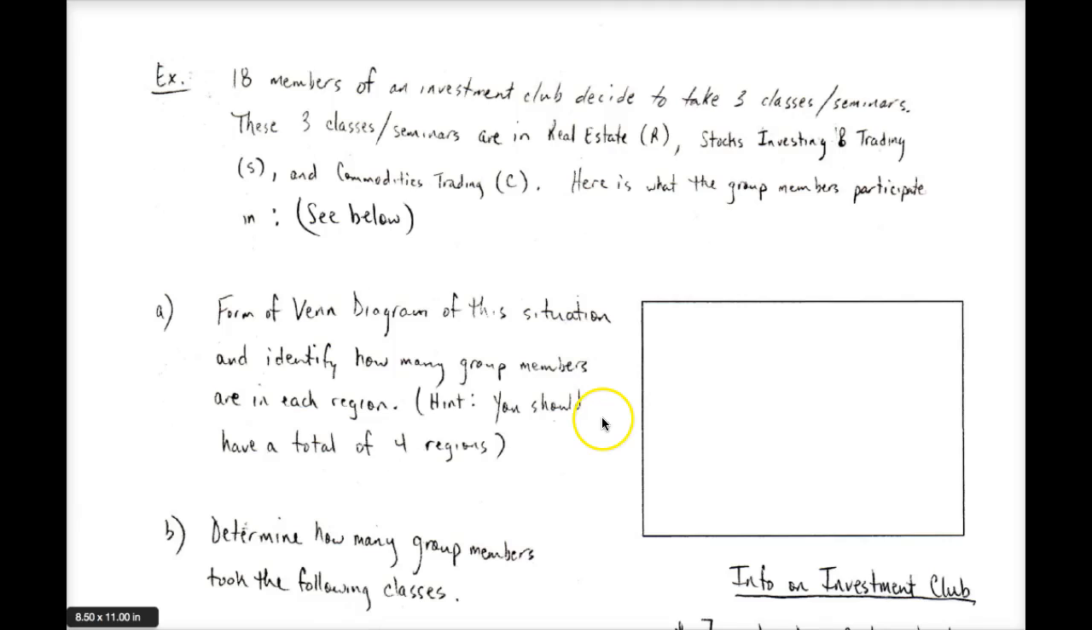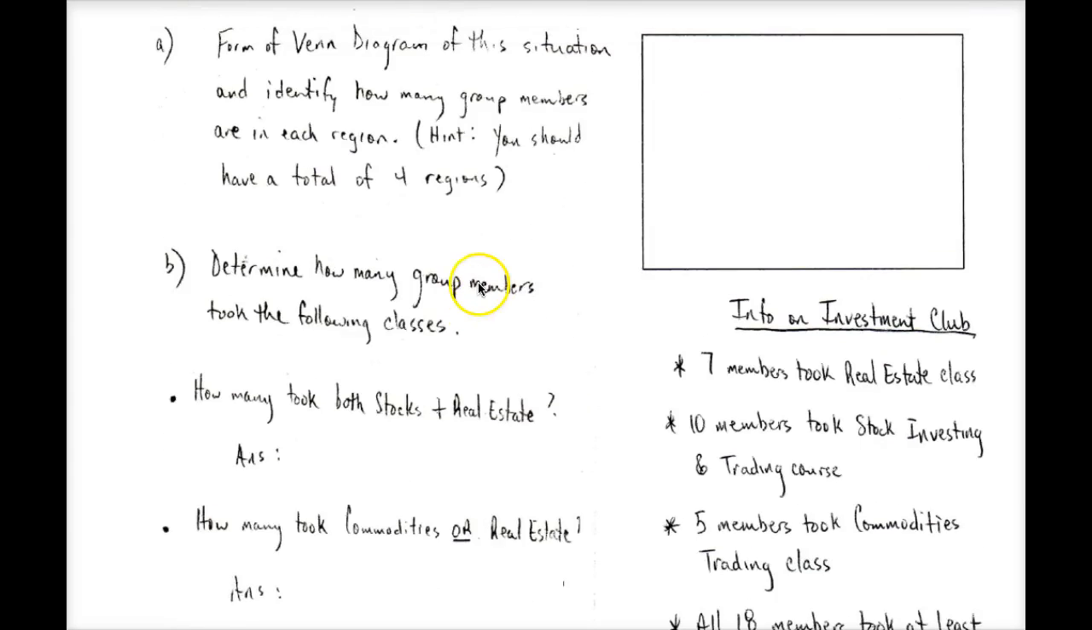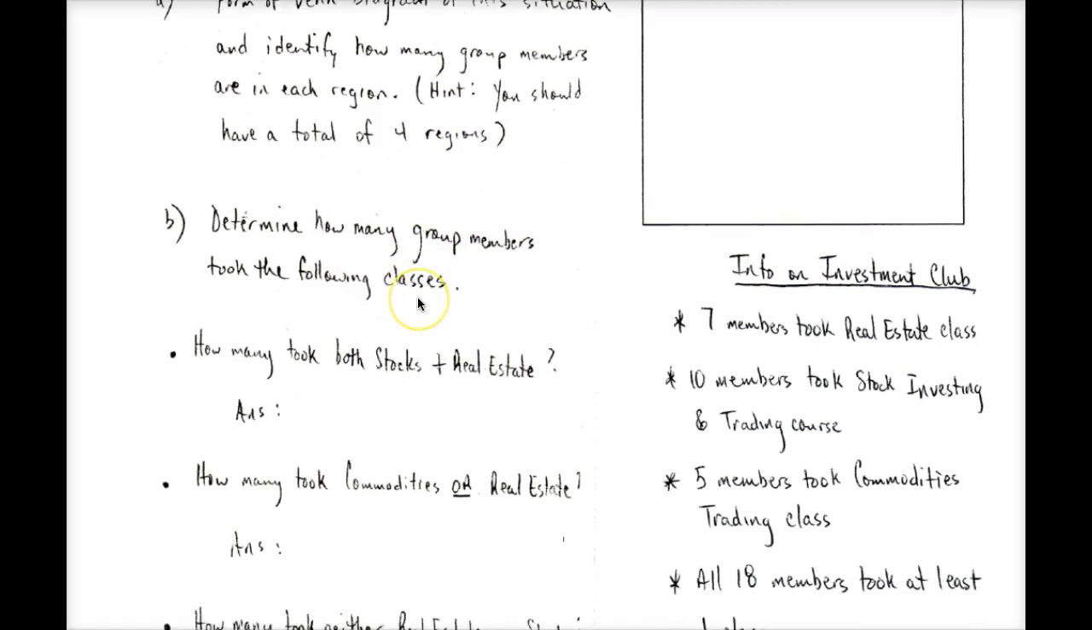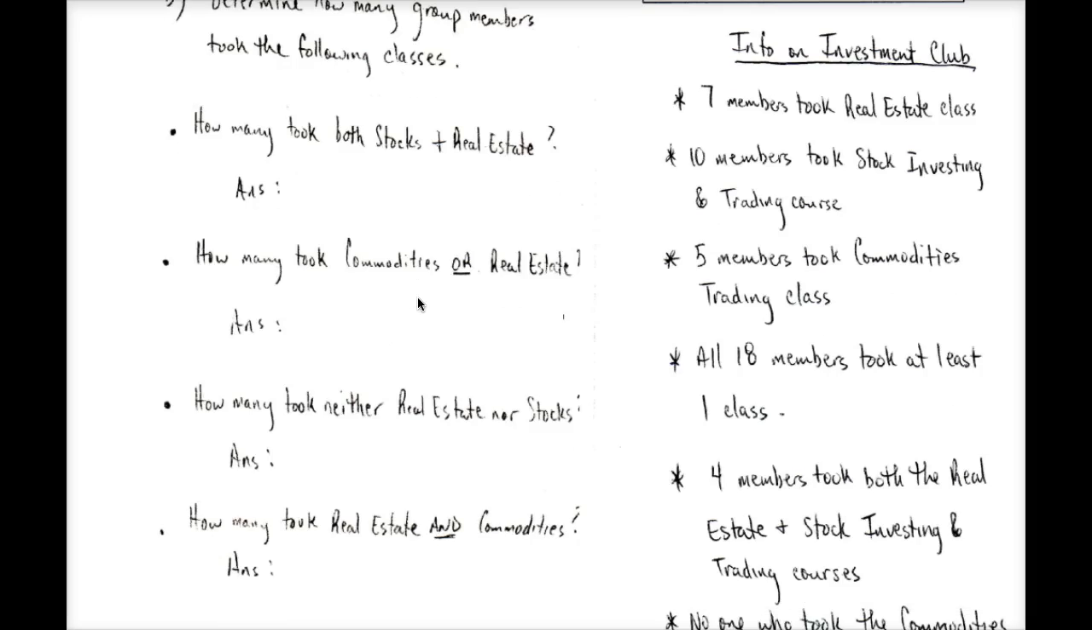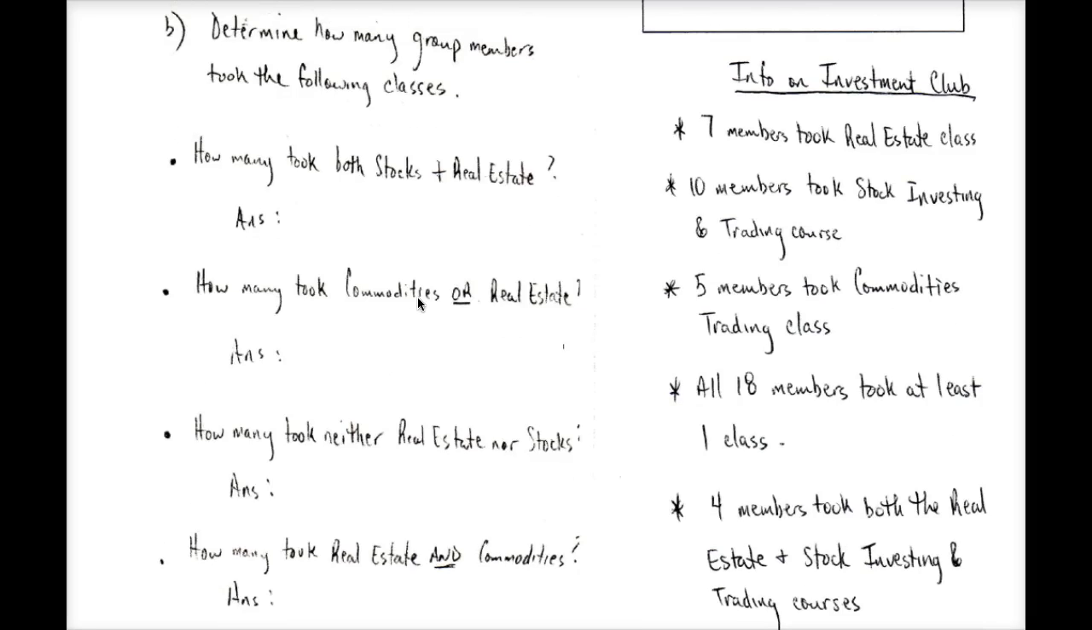After we look at that, the first thing that we're going to do is form a Venn diagram of the situation. We want to identify how many members are in each region, meaning how many members actually took the real estate class, how many took the stock investing class, and how many took the commodities class. We're going to answer these questions below as well.